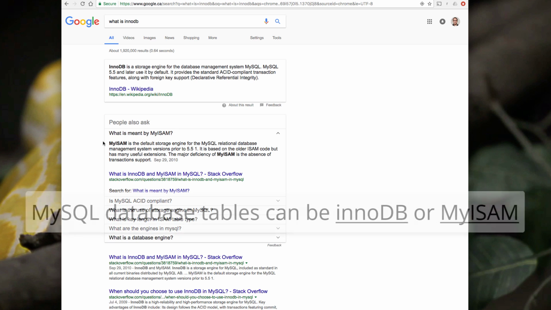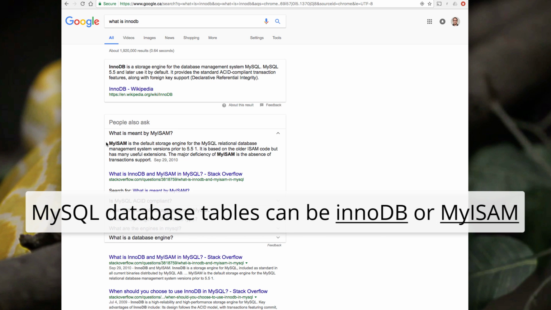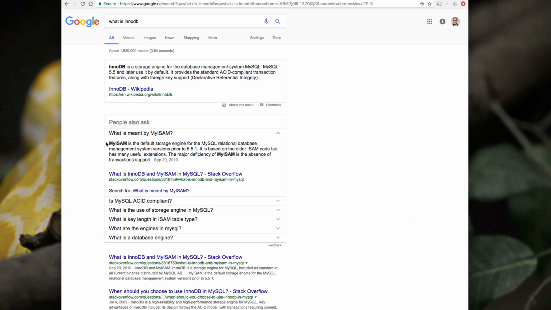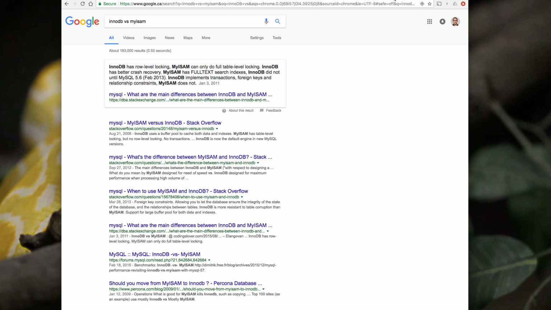Then you have another style of database, if you will, called MyISAM. MyISAM is the default storage engine for MySQL relational databases. Major deficiency, though, is the absence of transaction support. I won't get into that now, but I just wanted to clarify what InnoDB was all about.